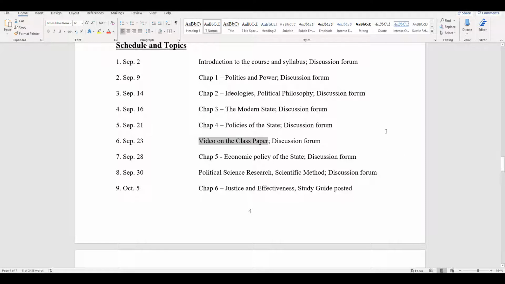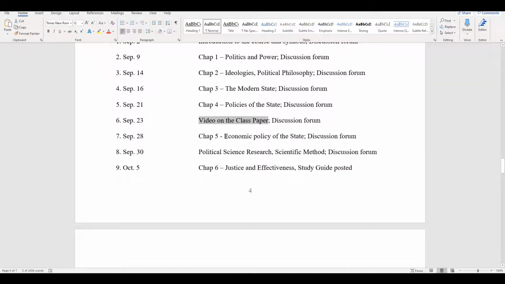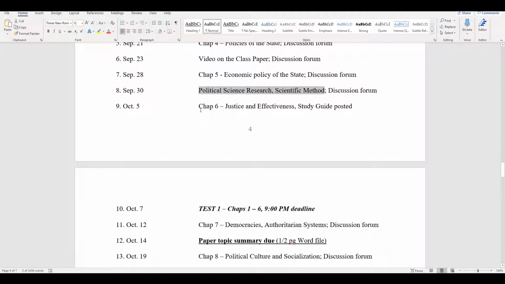getting ready for the paper, getting your mind set for the paper that will be due later on in the semester. Then Chapter 5 looks at the economic policies of the state. Then I want to delve a little bit further into the scientific method and political science research, very important in political and social science, to writing an unbiased paper as well as analyzing your topic, understanding things better. Chapter 6 will be looking at justice and the effectiveness of that.